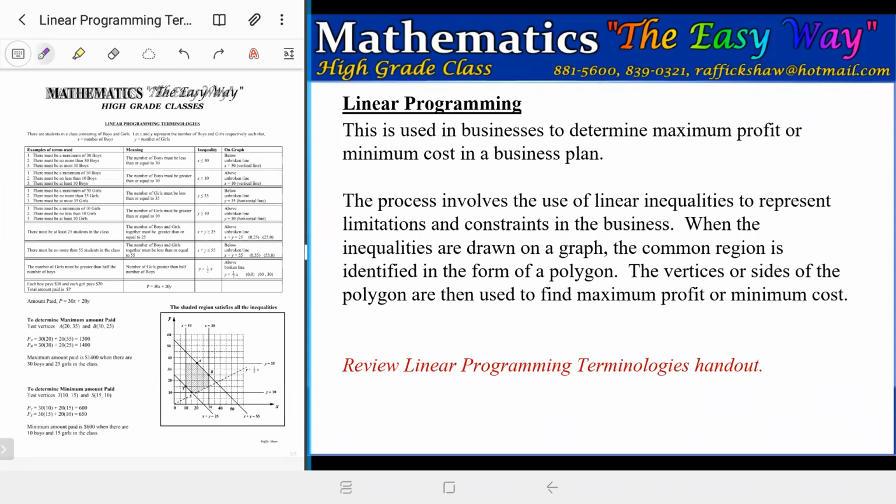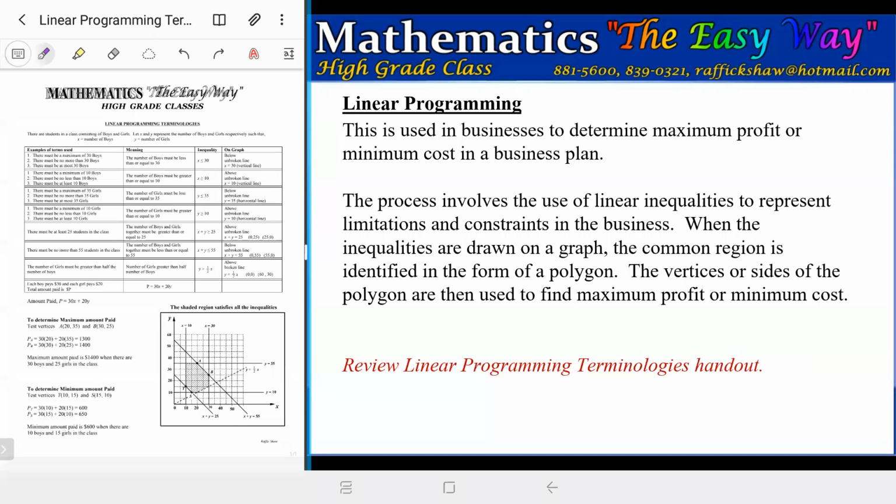It says this is used in businesses to determine maximum profit or minimum cost. That's what you always want to know: what your maximum profit is going to be and what your minimum cost is going to be in a business. The process involves the use of linear inequalities to represent the limitations and the constraints of the business. When these inequalities are drawn on a graph, we get a common region.